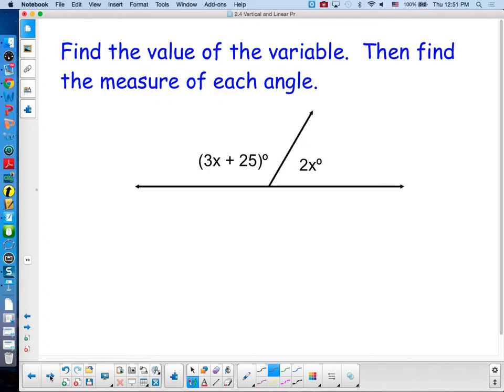Okay, next one. Throw some algebra in here now. Find the value of the variable, find the measure of each angle. So figure out what relationship they should have. Are they vertical angles? Are they a linear pair of angles? Set it up correctly.